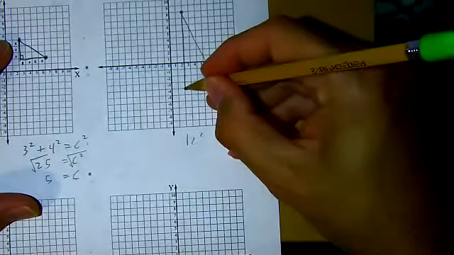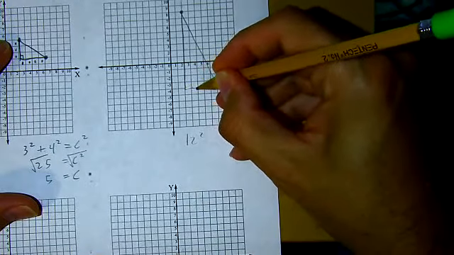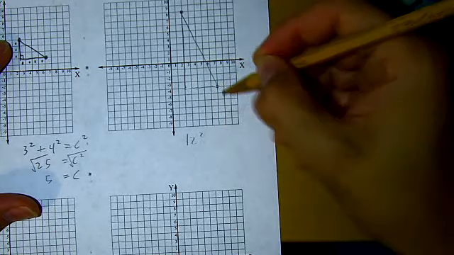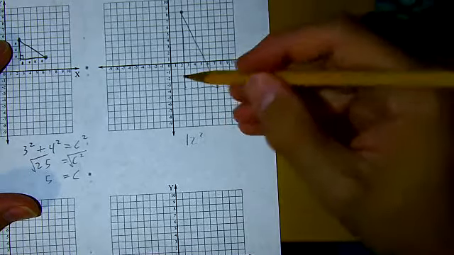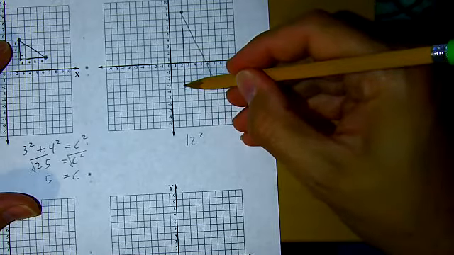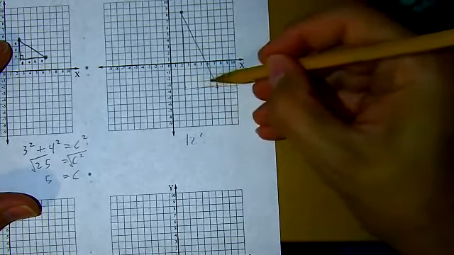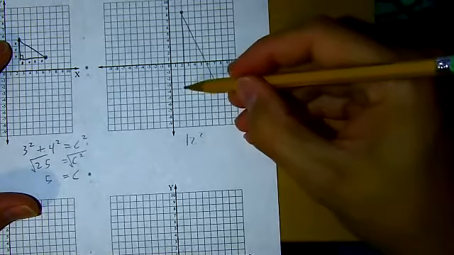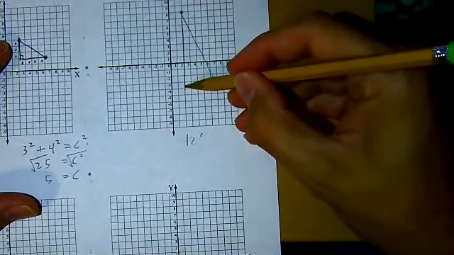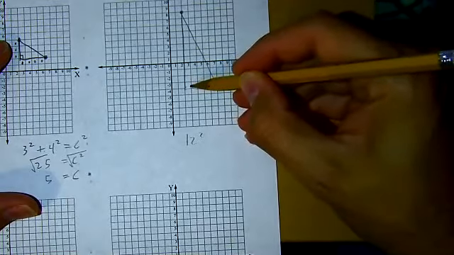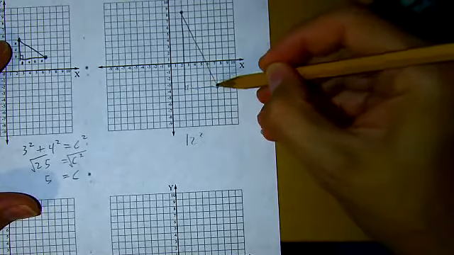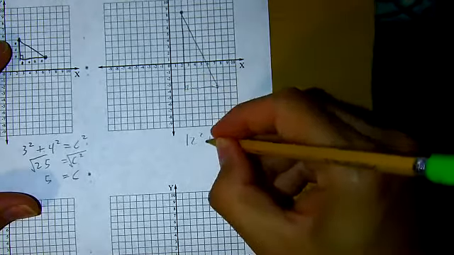Then count over. 1, 2, 3, 4, 5. And remember, you're counting blocks, not lines. So don't start counting on this line. Don't say 1, 2, 3, 4, 5, 6, because you're always going to get one extra and you're going to get it wrong. Count blocks. So don't count where you start, count where you're moving to. So that's going to be 1, 2, 3, 4, 5. So the second side is 5.